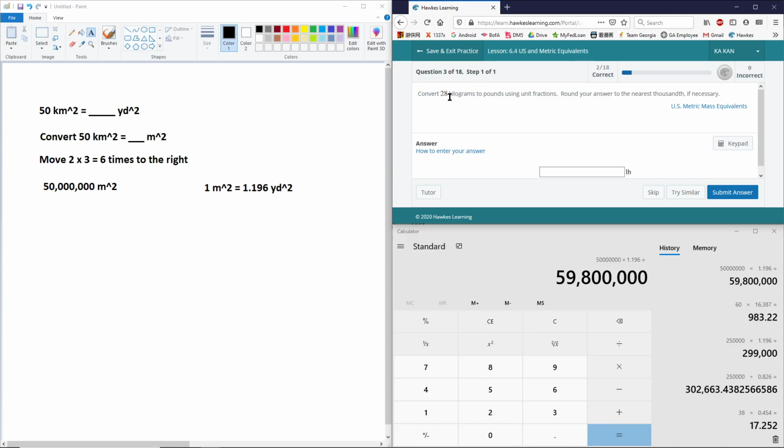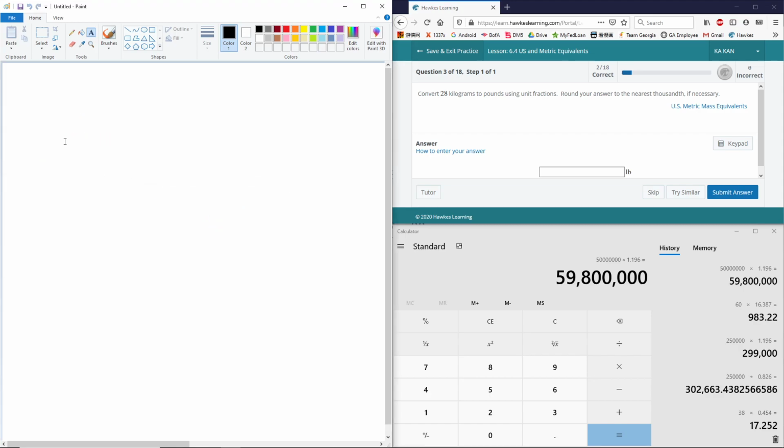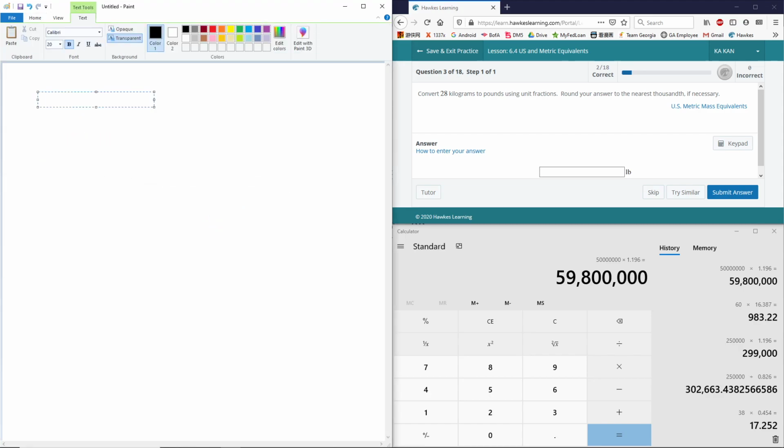Convert 28 kilograms to pounds. Now, this one is probably easy because you don't have to deal with squares and all that stuff. So we are trying to convert 28 kilograms to pounds.